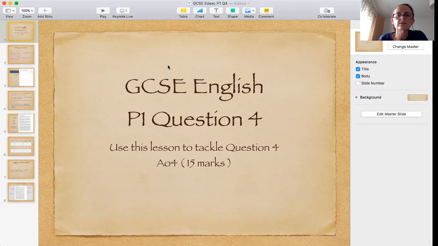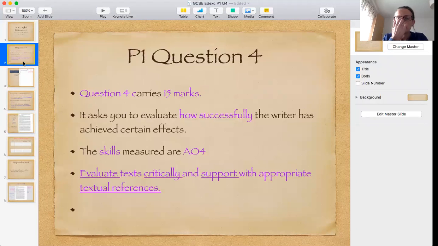Okay, so GCSE English Edexcel, Paper 1, Question 4. Use this lesson to tackle Question 4, Assessment Objective 4, and the question carries 15 marks. So Paper 1, Question 4. Question 4 carries 15 marks. It asks you to evaluate how successfully the writer has achieved certain effects. The skills measured are AO4. The assessment objective 4 states that you have to evaluate text critically and support with appropriate textual references.